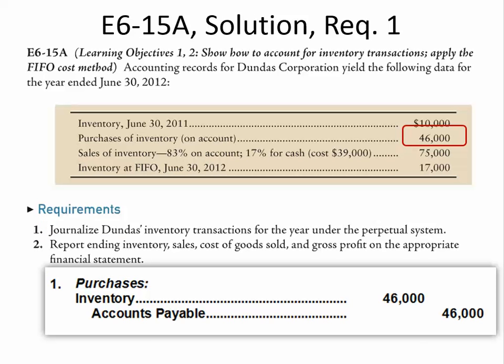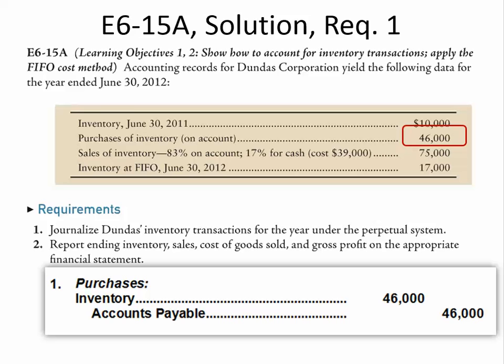First of all, we're writing the journal entries. Under requirement 1, journalize the company's inventory transactions for the year. The first journal entry is going to be purchases of inventory. We are going to debit inventory for the $46,000, credit accounts payable, and I've circled in red what the amount is. And remember, on account means it's either on accounts payable or accounts receivable. This company's purchasing inventory, so it's going to be their debt, so it's accounts payable.